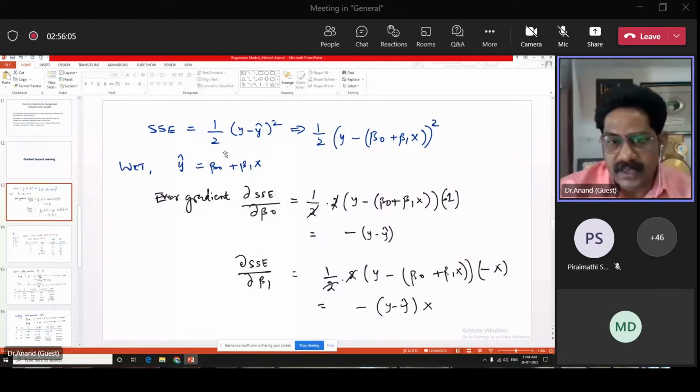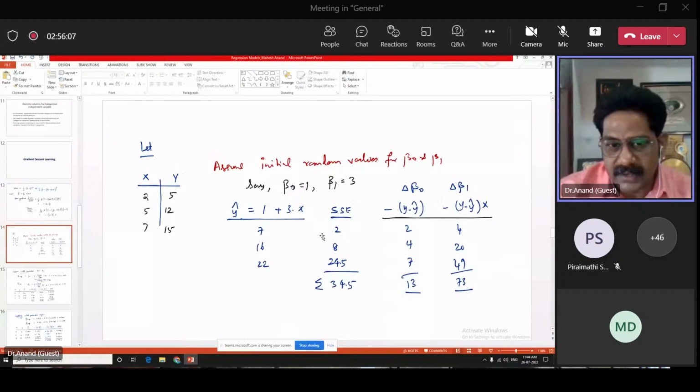According to this formula, when I substitute y minus y cap, 5 minus 7, which is minus 2 whole square, 4, scaled by 1 by 2, it is 2. 12 minus 16, minus 4 square, 16 by 2, 8. 15 minus 22, minus 7 whole square, 49 by 2, 24.5. My total SSE is 34.5. Initially, for the random initialization, my cost function is somewhere at a high score of 34.5.